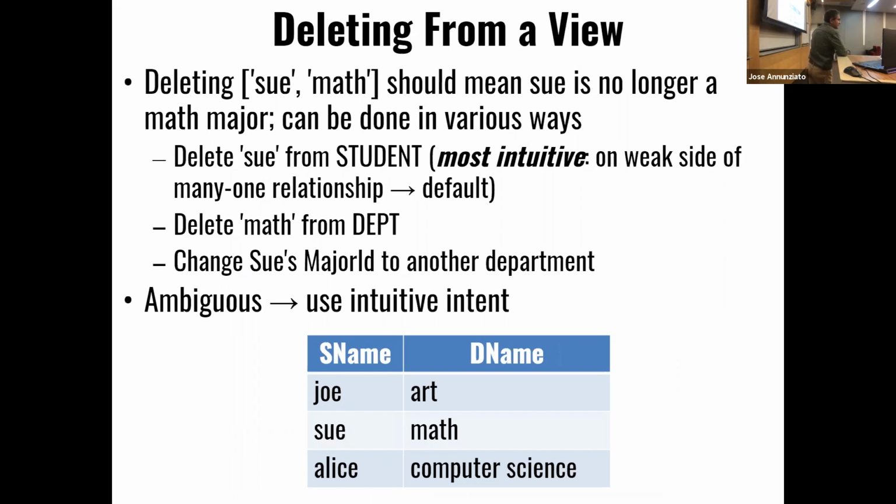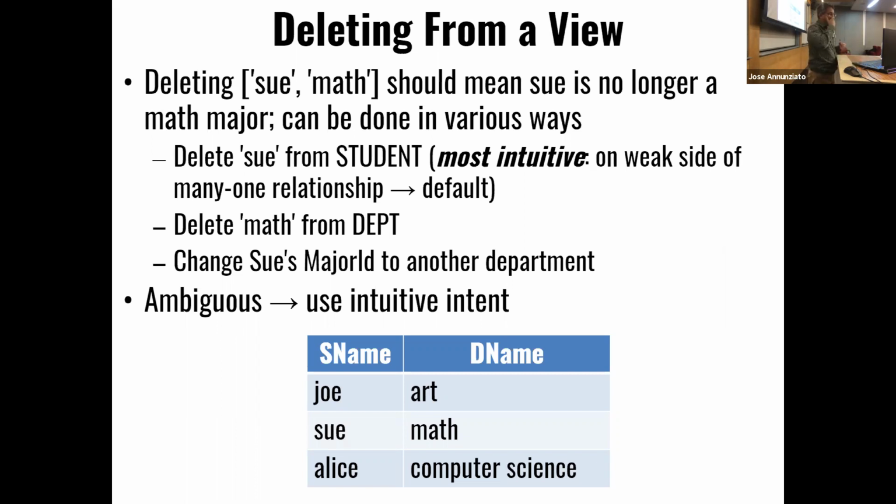Now, what would it mean if I delete Sue and she's in the math department? What does that mean? How should that be translated? Does it mean that I remove the student record? Is that what I'm doing? Does it mean that I'm removing the math department record? So you understand the ambiguity of how this could be interpreted.